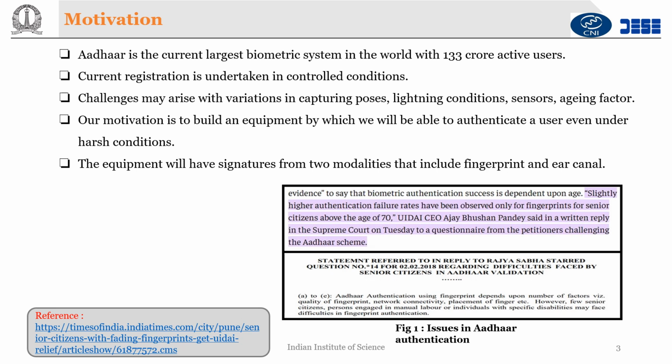So our motivation is to authenticate a person even under harsh conditions like this, and to avoid spoofing attacks, etc. Our equipment will have signatures from two modalities. One is fingerprint, and during our literature survey, we found that we can also authenticate a person based on the shape of the ear canal. So through the literature survey we got the idea, and now in this product we are trying to integrate two modalities: one is fingerprint, and another is ear canal.